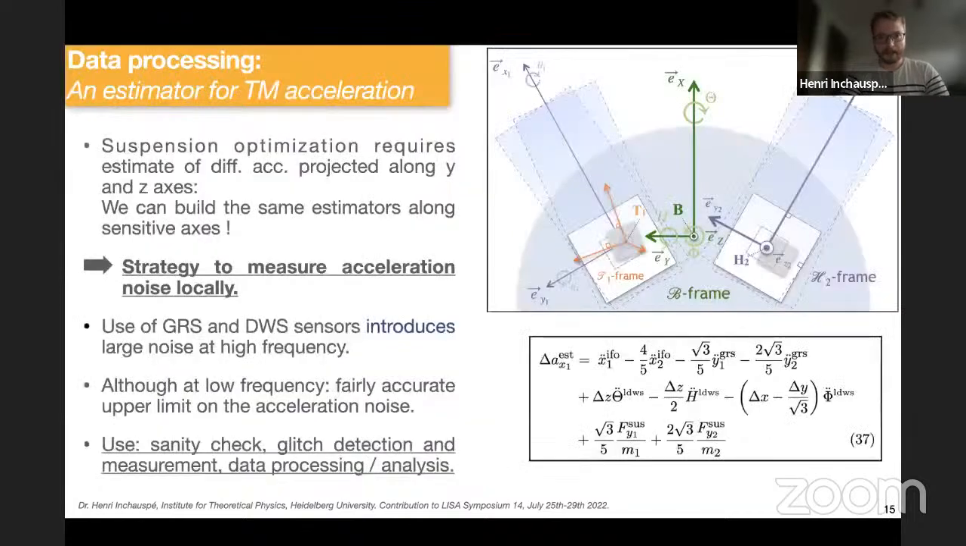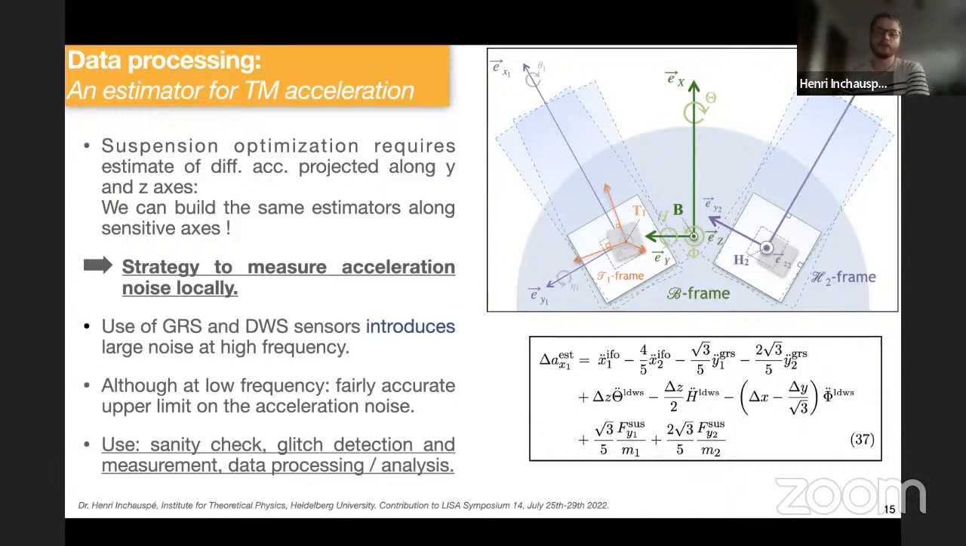That was the idea. Now we can use the same philosophy to build an estimator of differential acceleration, which is the test mass, but now projecting along X. And for what purpose? Now it's building an estimator for the acceleration noise. And this is the same type of equation you see here. So you use both test masses to measure one with respect to the other the acceleration, and you correct for the lever arm. That's the same idea.